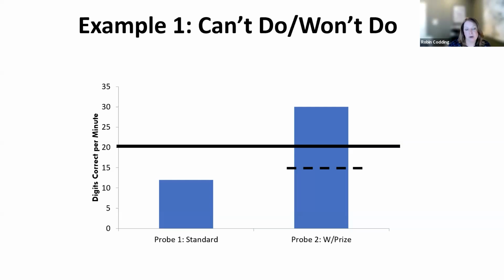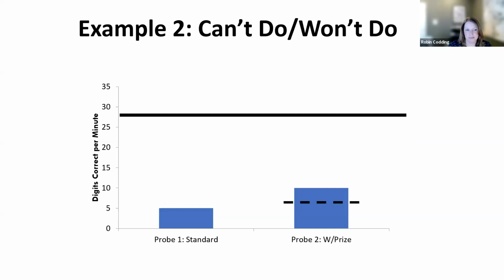And the line that you see represents the difference between mastery and not mastery. So in this case, the student does not necessarily have a skill deficit. Looks like they have a performance deficit. So we don't need to provide those skill-based intervention strategies.